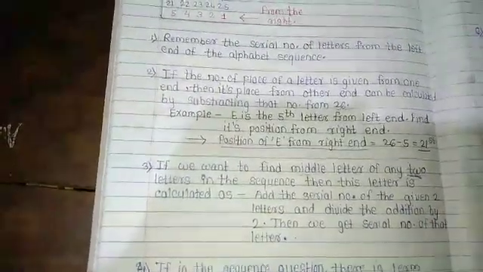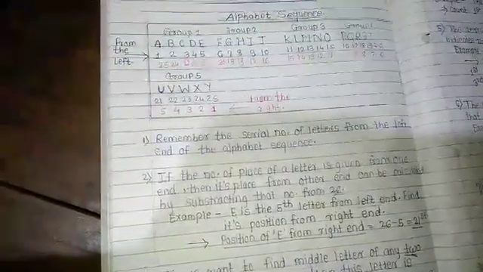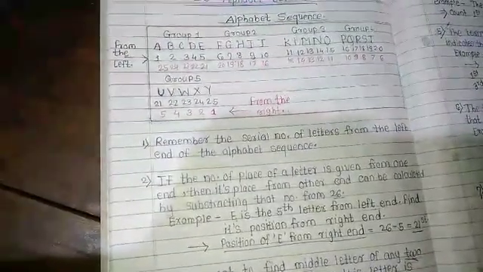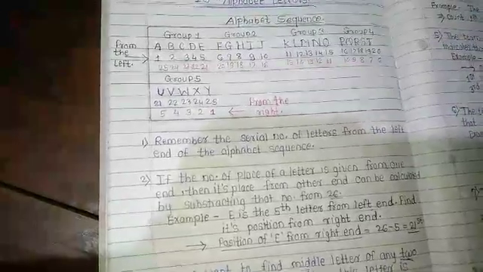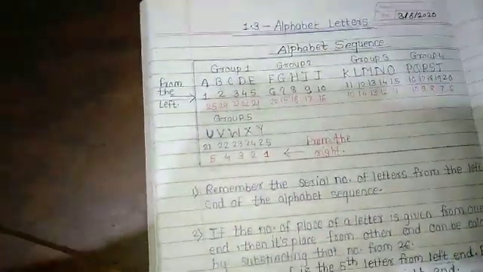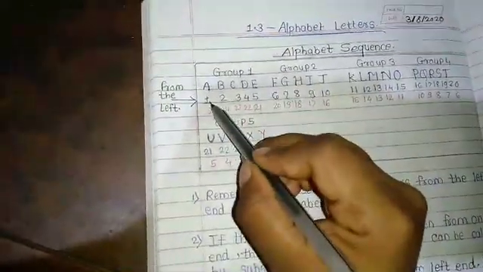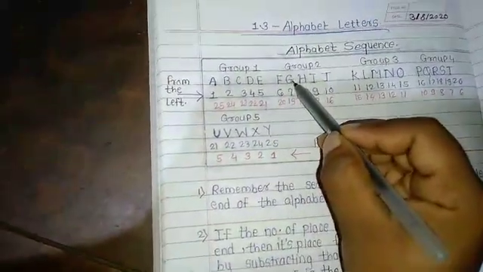So let's check how to find it. If they ask you to find the middle letter between A and G, look at the serial number of A, which is 1, and the serial number of G, which is 7. Yes, we get the serial numbers.